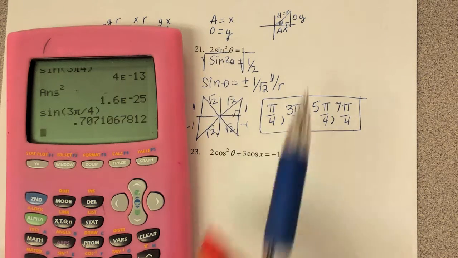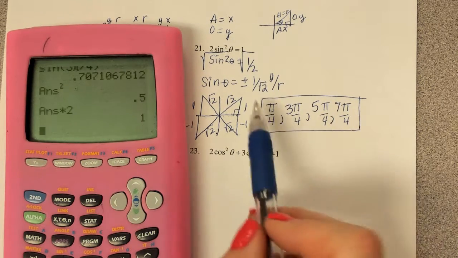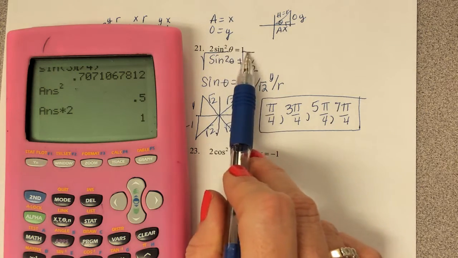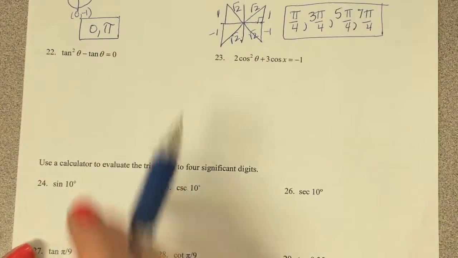Okay, so then I have to square that answer. And then I have to multiply it by 2. And see how I'm getting 1? I'm plugging it back into the original to see if it works. Okay? So if you had time on your quiz, you could check everything.